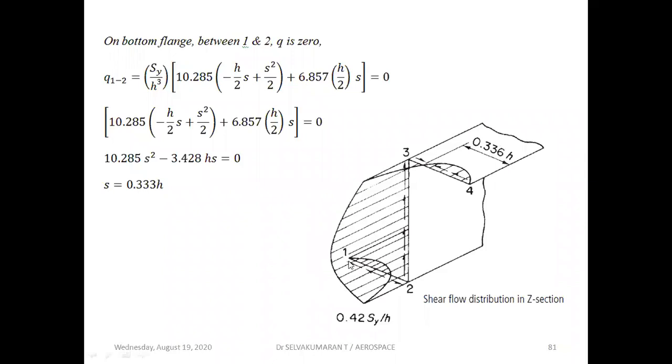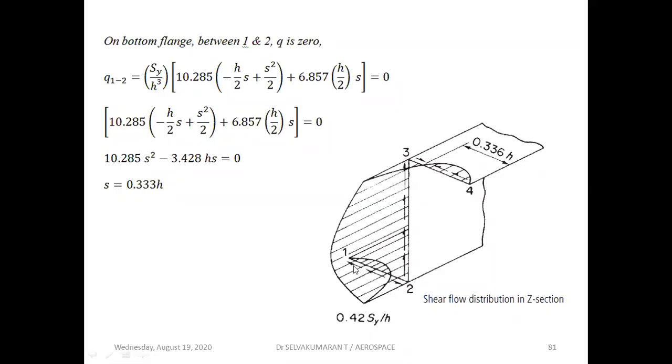So once you have calculated, at 1 shear flow is 0, at 2 shear flow is 0.428 SY by H. Directly, you should not plot like this. That is wrong. This is positive, and there is also, as I told you, a 0 point, so mark somewhere a 0 point. We can find that 0 point location also. So positive, then 0, then the other value will be negative. So show the plot like this. Negative should be taken inside. So I have marked the negative value somewhere like this, then make the 0 point, then you come to the positive.